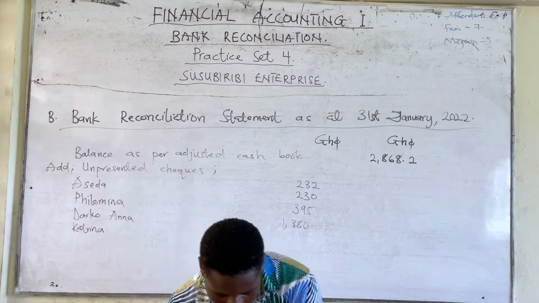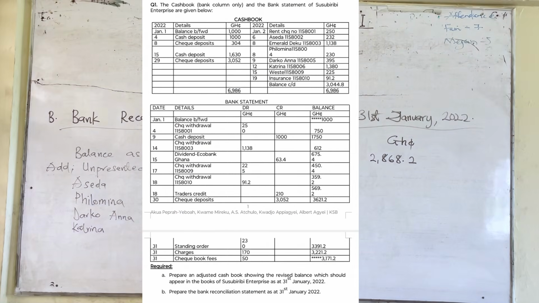1,380. Okay. So we move to Whistle. Whistle was recorded in the cash book, and Whistle was also recorded in our bank statement. You could see that the number is the same as the one in the cash book, showing that the amount we recorded for Whistle was also recorded in the bank statement. You get it? Good.